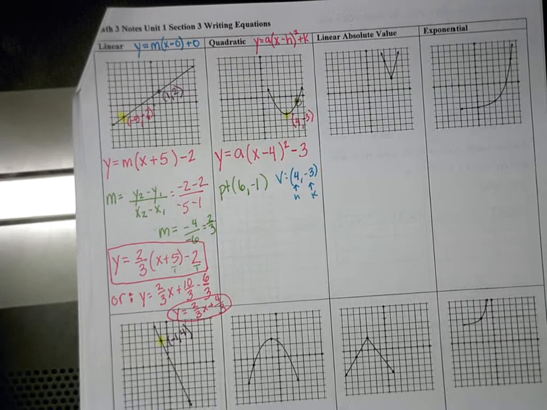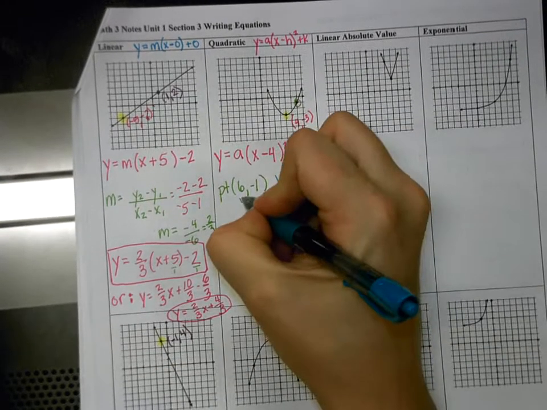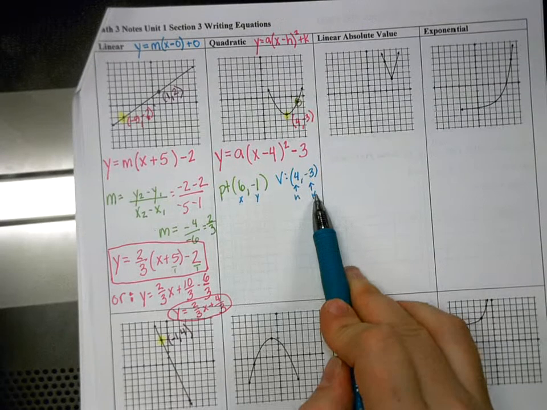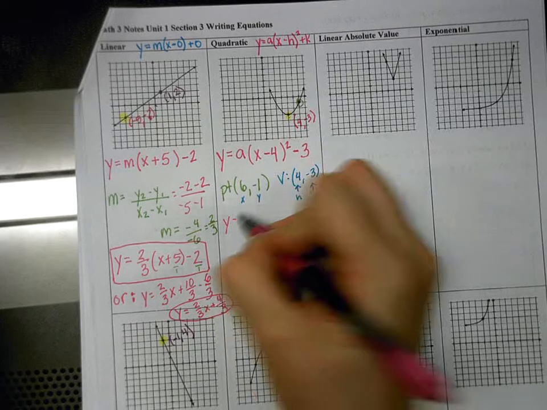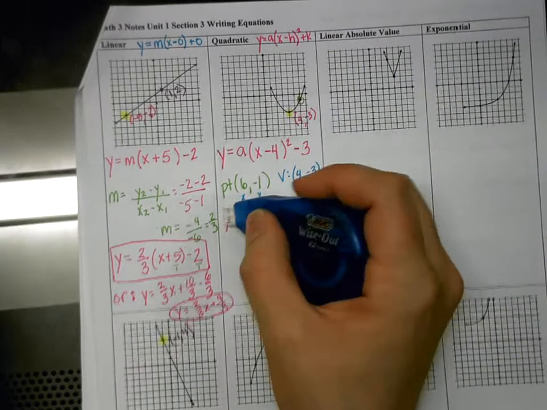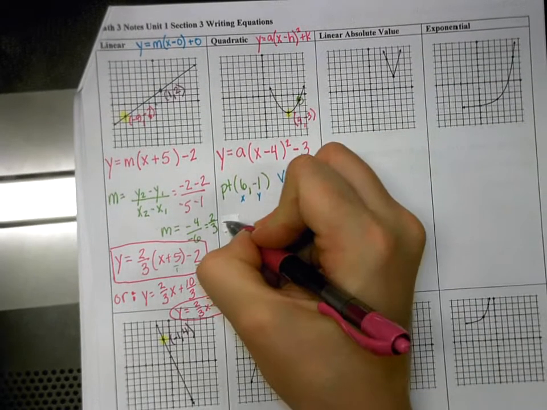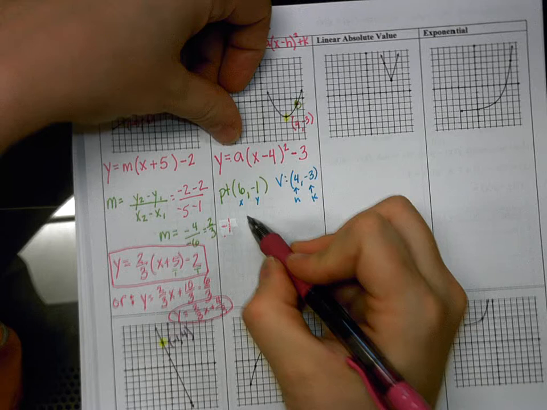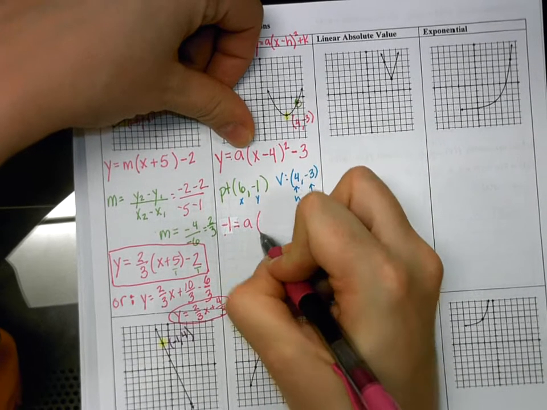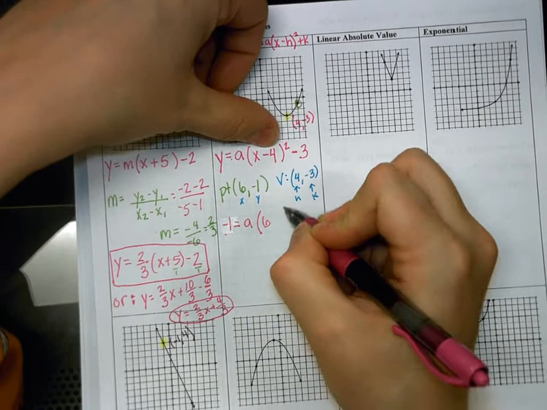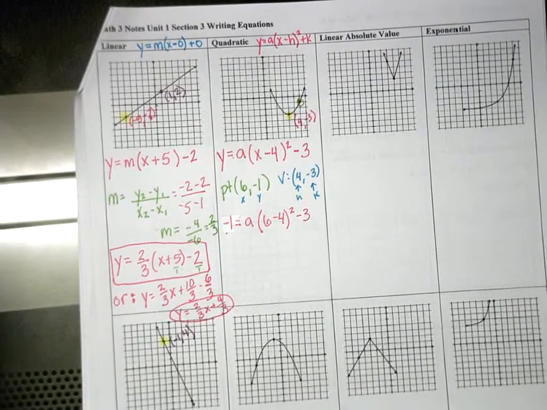What am I going to do at that point? Plug it in. Plug it in for x and y. So I have an h and a k for my vertex, and then I'm going to plug in x and y using the other point. Which means I actually need to plug it in and not write my y. So you're going to plug in y, which is -1, equals, we don't know the a value yet, so I'm going to leave that there. My x is 6 -4 squared -3.